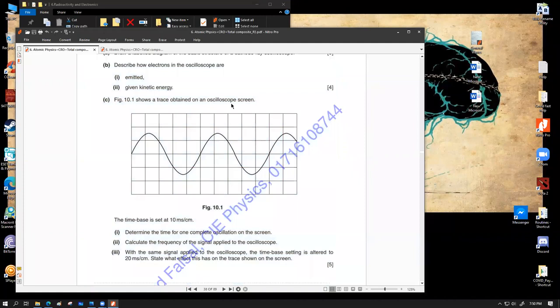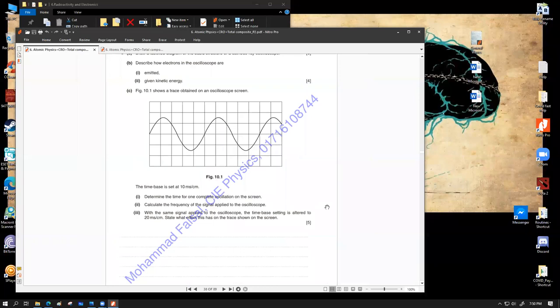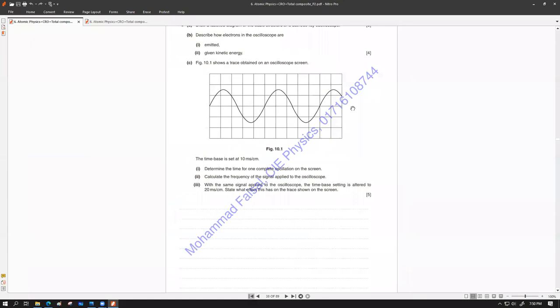One of the things I need you to understand is that for these CRO graphs, if the graph is not labeled with how much 1 centimeter is, whenever this is printed at 100%, each of these boxes is going to be 1 centimeter. You cannot do this for an online class, but when printed in a full 100% printout, each box dimension is 1 centimeter. So if the question doesn't give you a labeling on the grid of how much is 1 centimeter, you can always assume that each grid square has a length of 1 centimeter.